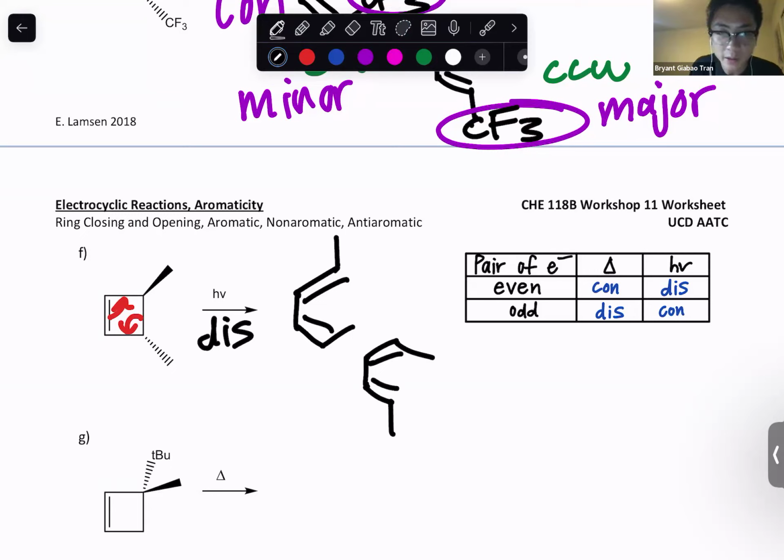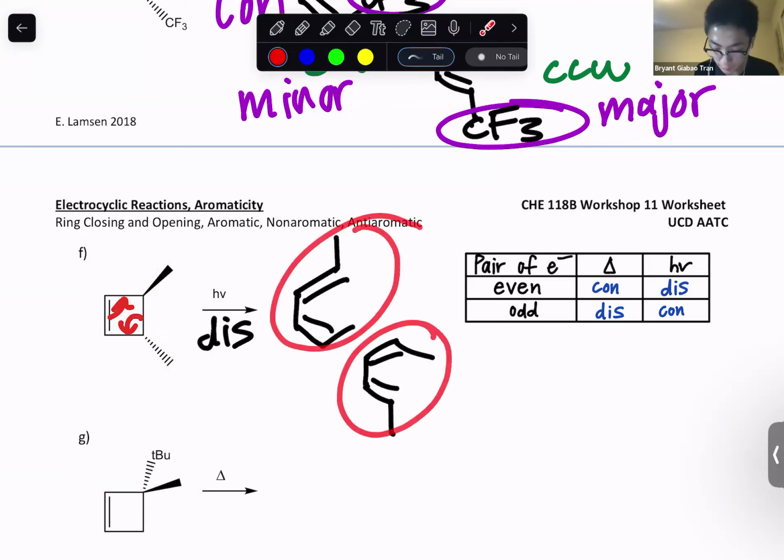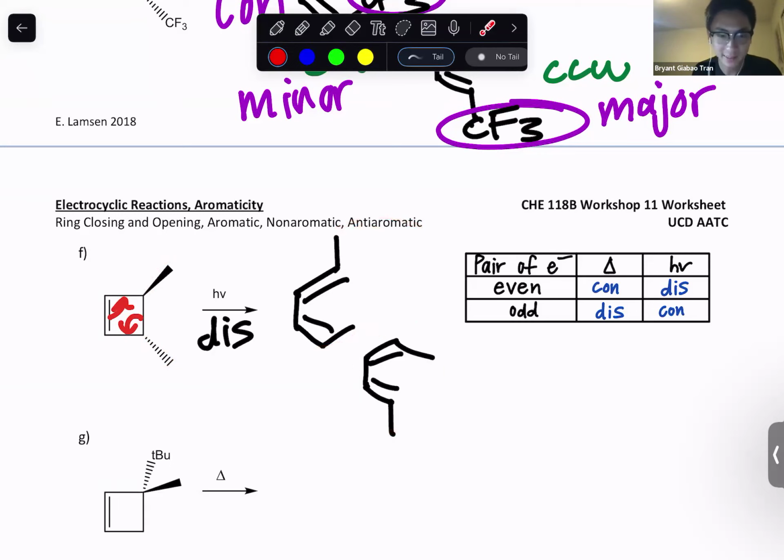Right? In this case, disrotatory, one can go clockwise, one can go counterclockwise, both out, or this way, this way. Yeah, both out. In this case, since these methyl groups are identical, the same group, there's no major or minor. They're the same exact molecule, just rotated or flipped upside down.